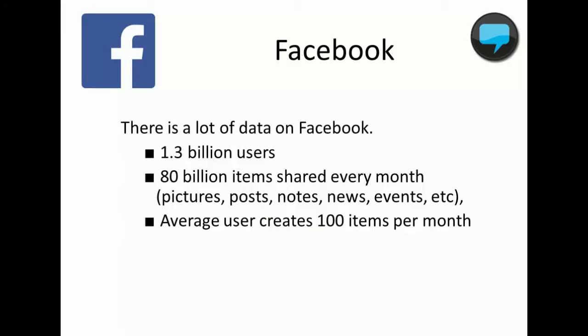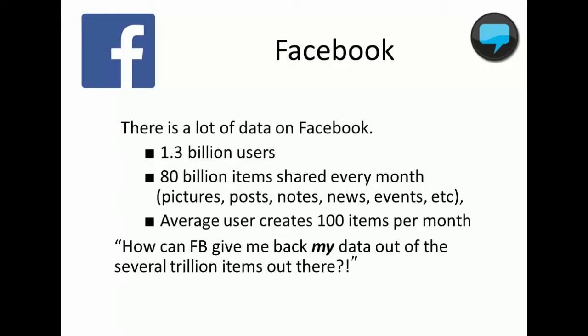Some interesting information about Facebook. There is a lot of data on Facebook. 1.3 billion users, 80 billion items shared every month: pictures, posts, notes, news, events. The average user creates 100 items per month. And the question: how can Facebook give me back my data out of the several trillion items out there?